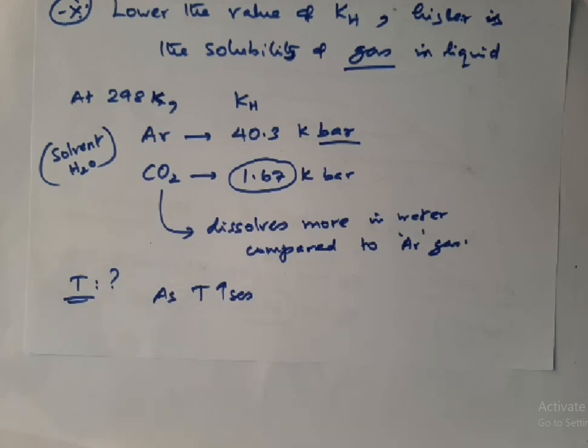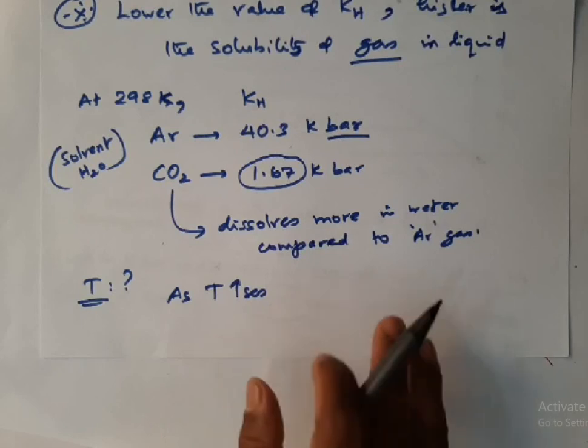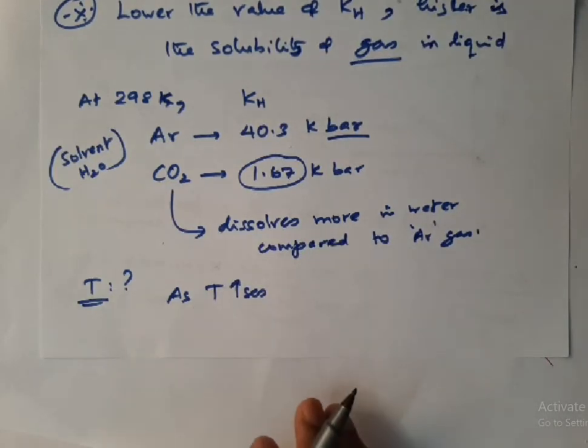That's why, especially in ponds, in the summer season you can see a lot of fish die and float. Why? Because in the summer season temperature increases. If temperature increases, dissolved oxygen in water will decrease. Therefore, these aquatic animals simply die. So keep this in mind.